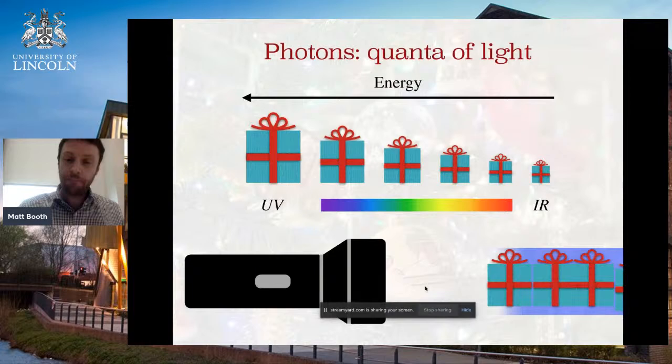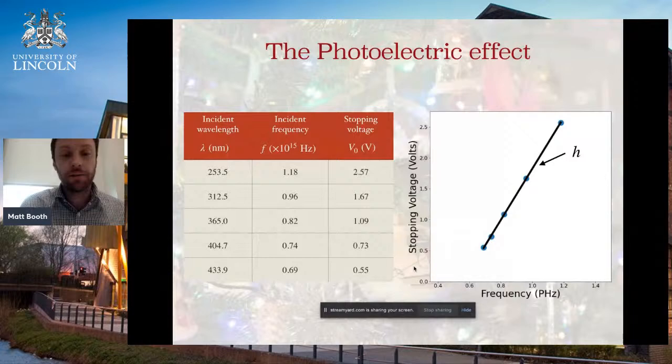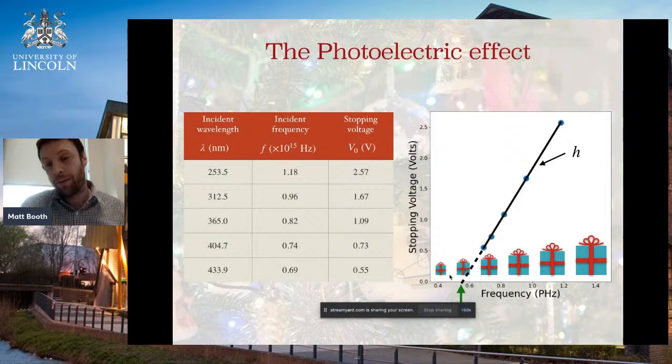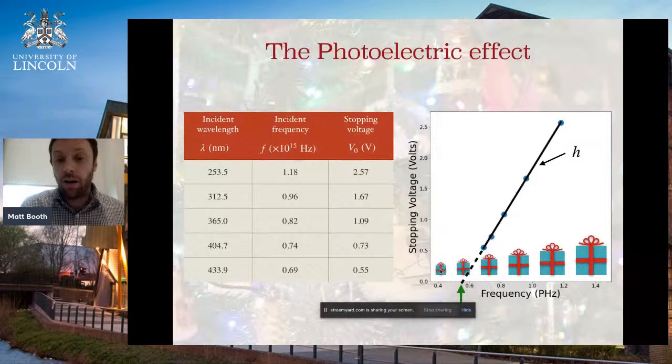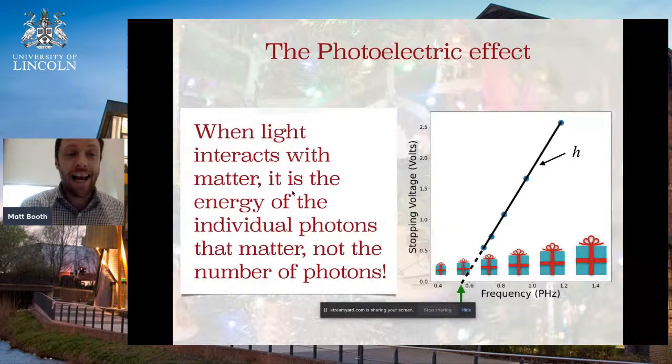So going back to our experimental results, remember for this photoelectric effect, we required a certain frequency or energy or color of photon to see the effect. So if we think about this x-axis as being the energy of the photons, we require a certain energy of photon to begin this effect. If our photons are low energy, then each individual photon doesn't have enough energy to cause this photoelectric effect. So the moral of the story then is that when light interacts with matter, it's the energy of the individual photons that matter, no pun intended. Not the number of photons. Okay, so the total energy isn't important, it's the energy of each individual photon inside this light.